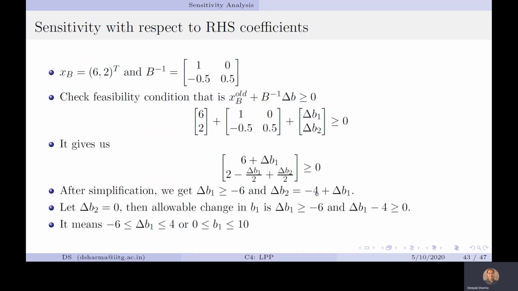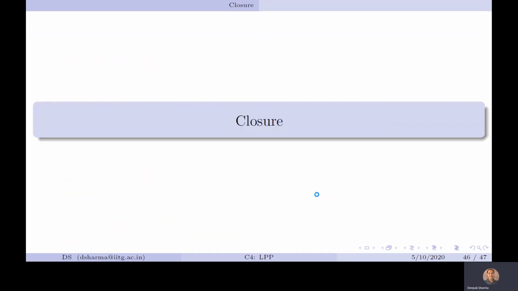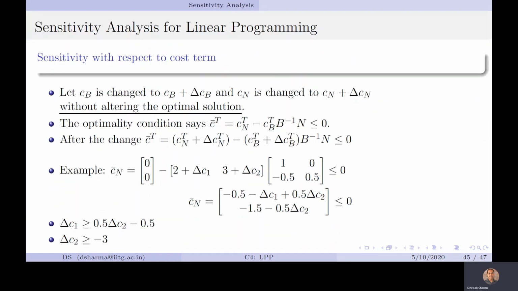Since we don't have any non-basic variable other than the slack variables, the same B inverse we have taken here, and that should be smaller than 0. If we simplify this, we are going to get two equations that say that delta C1 should be greater than 0.5 times delta C2 minus 0.5, and delta C2 should be greater than minus 3.